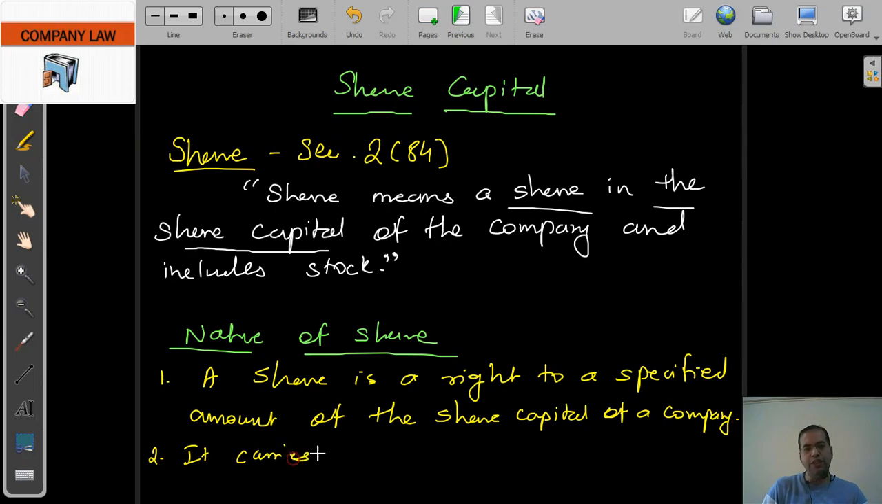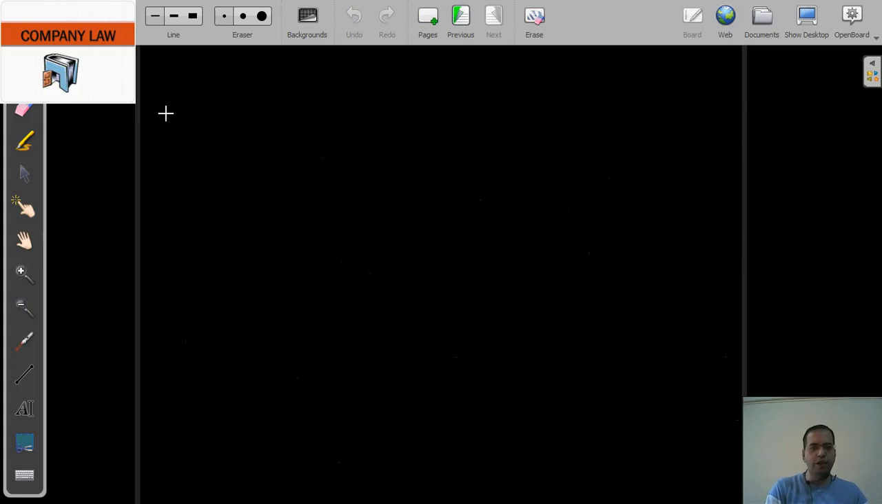It carries certain rights and liabilities, of which types we'll talk. When a company is a going concern or when a company is going for winding up, there are certain rights and liabilities attached to the shares. We'll talk about that, don't worry. First we need to understand the nature of the share very well, without which we cannot proceed further.